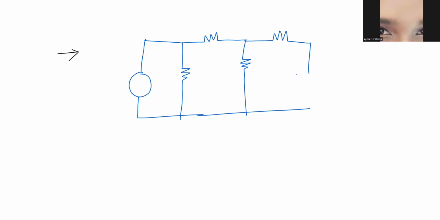So this is a voltage source given, which is 20 volts. This is given as 10 ohms. This is given as 3 ohms. This is given as 6 ohms. This is given as 5 ohms. And this is given as 2 amperes.